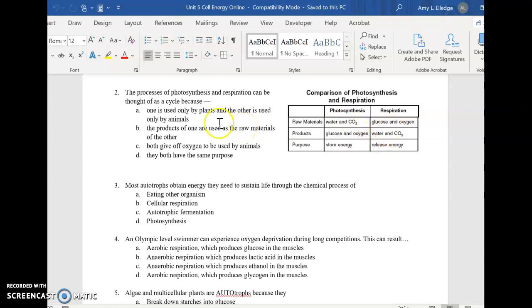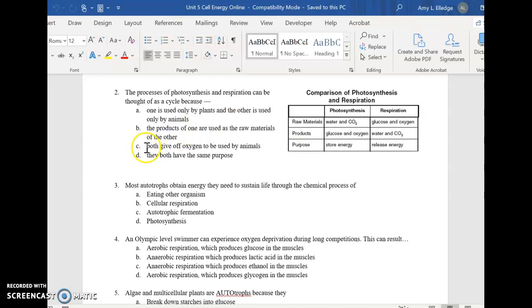So now we got to find the answer that goes with that. One is only used by plants, and the other is used only by animals. That's partially true. The products of one are used as the raw materials of the other. Well, is that true? Are the products of this one the raw materials of the other? Oh, for sure. And this chart definitely shows you that. So you should have picked B.